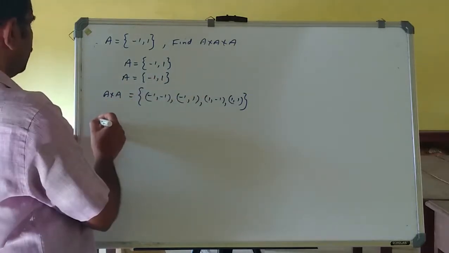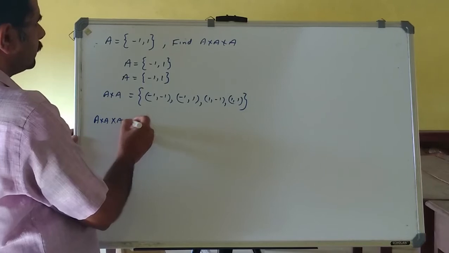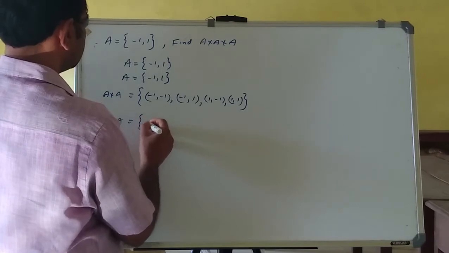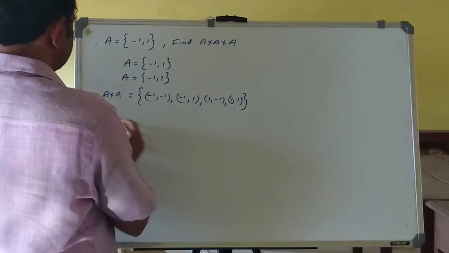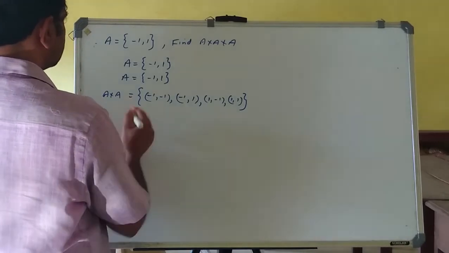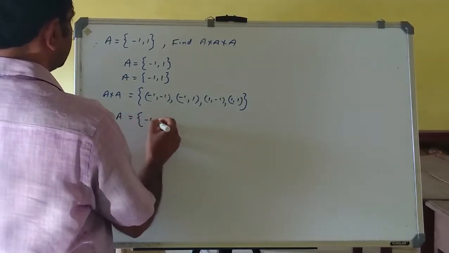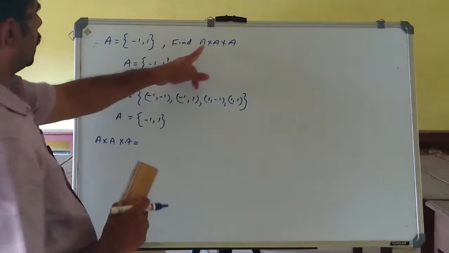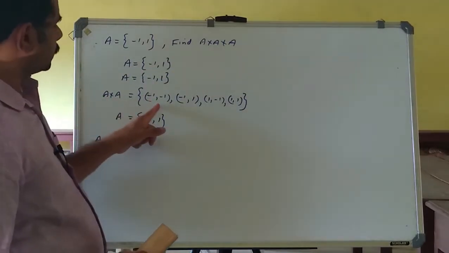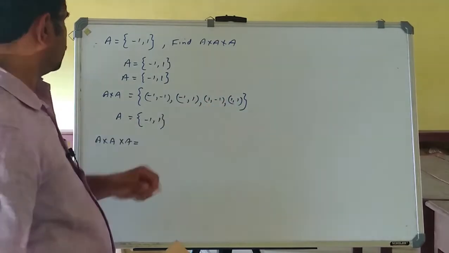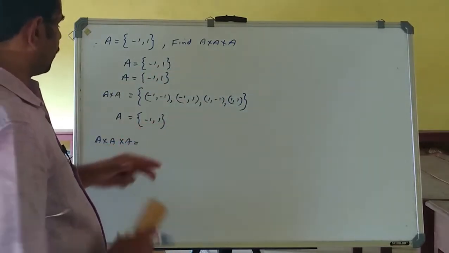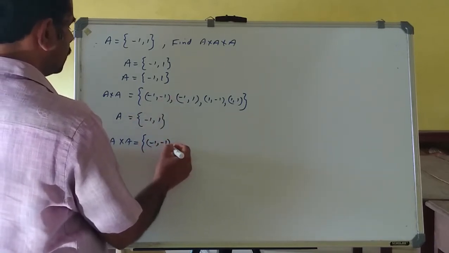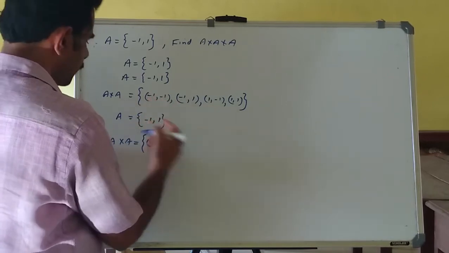Okay. Then what will be A cross A cross A? A cross A is this one. A cross A is (-1, -1), (-1, 1), (1, -1), (1, 1). Once again A is equal to what? {-1, 1}. Then what is A cross A cross A? We take each pair of A cross A, cross A, where A is {-1, 1}. Then we can take it as (-1, -1, -1), (-1, -1, 1).